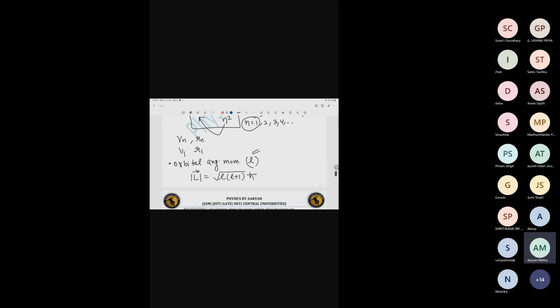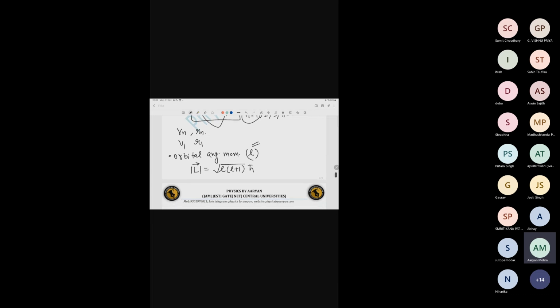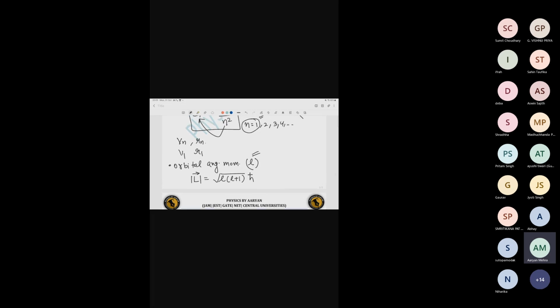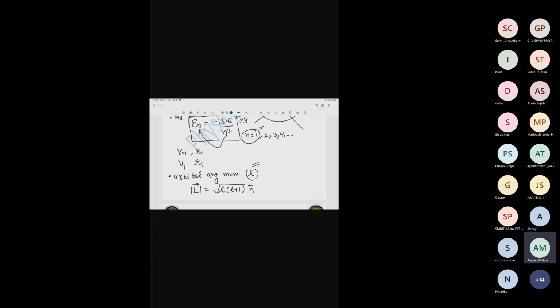If you don't agree, in the third lecture I will discuss more about this formula. But maybe you have heard this formula somewhere. If you haven't, then take it as a first time. Just like this is a formula that you are familiar with, minus 13.6 divided by n square. If you know n, you can know energy, also velocity and also radius. So if you know small l, you can know the orbital angular momentum. Very simple as that.